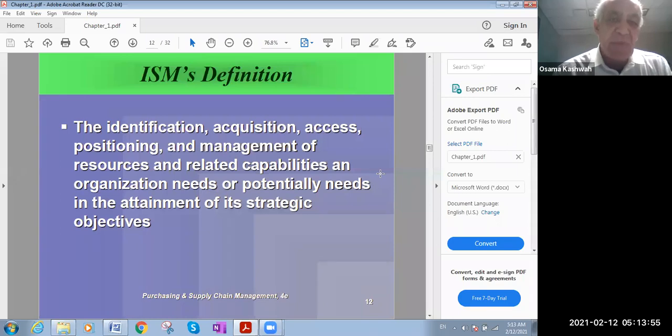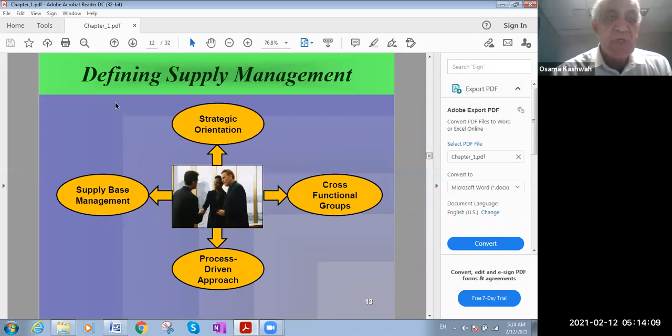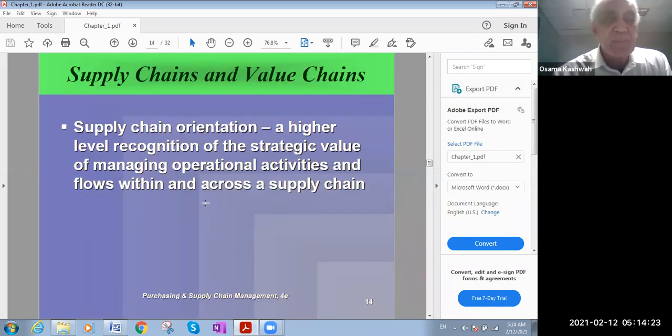It is the identification, acquisition, access, positioning, and management of resources and related capabilities an organization needs or potentially needs in the attainment of its strategic objectives. So here we can say that in defining supply management, we have the strategic orientation, cross-functional groups working, supply-based management, and a process-driven approach.